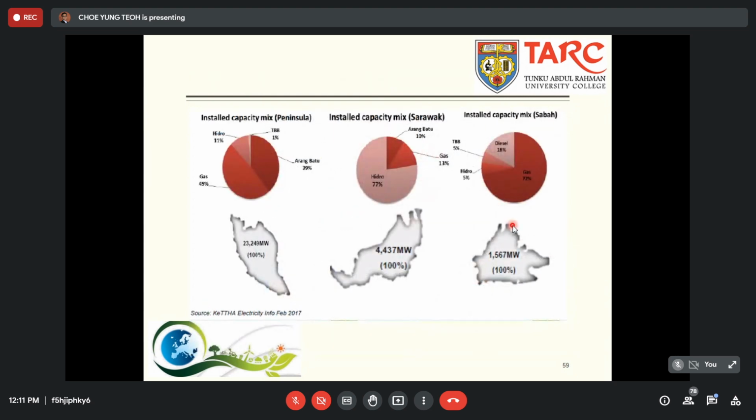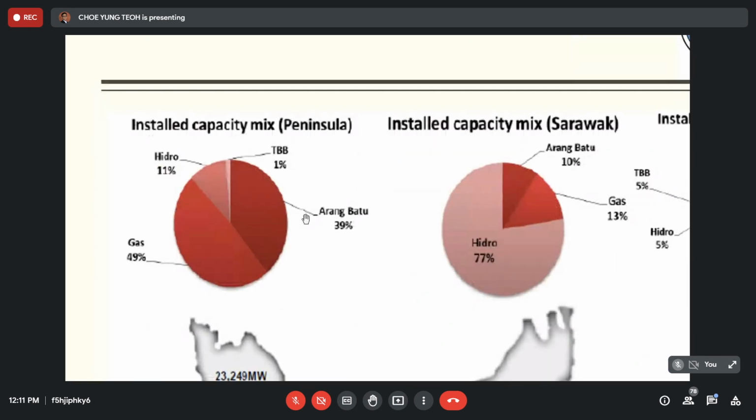Okay, let's look at this installed capacity mix in Peninsula Malaysia, Sarawak and Sabah. You can see in Peninsula Malaysia, we use gas and coal in most cases: 49% and 39%, hydro 11% and renewable energy 1%. This is Peninsula Malaysia. We are still mainly powered by these two, gas and coal, Arang Batu, nearly 90%. So there's still a big room for improvement.